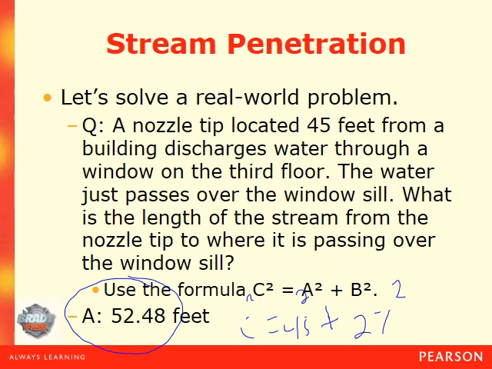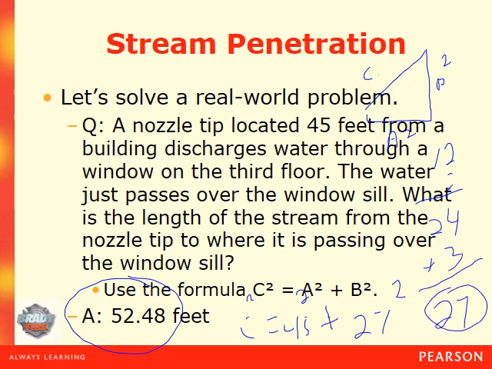So let's put it in terms of a little chart here. C is what we're looking for. B squared is the height of the building. A squared is the distance away. Again, we figured out B by knowing that it's on the 3rd floor. We have 12 feet per floor, so we times that by 2. That gives us 24 plus another 3 for the windowsill. So that gives us that 27.